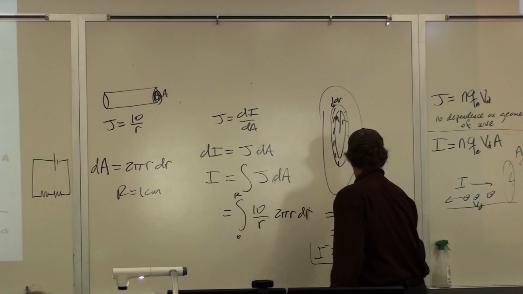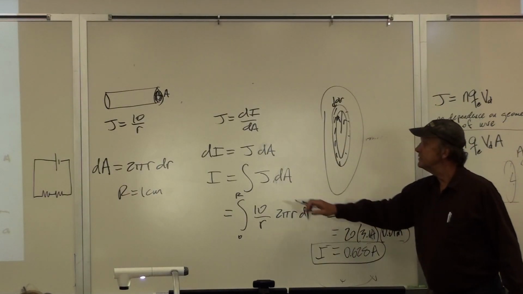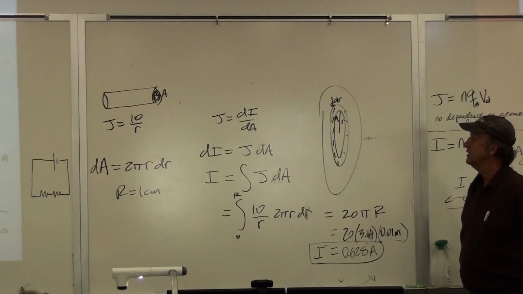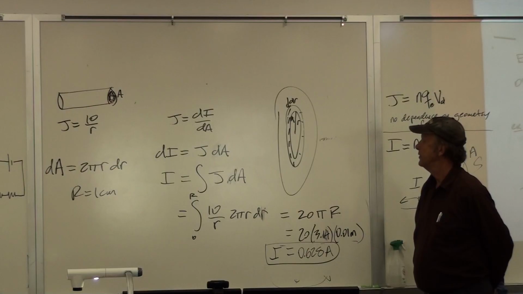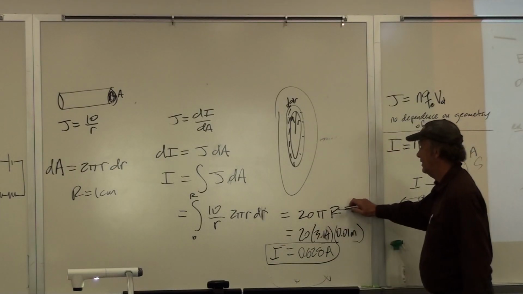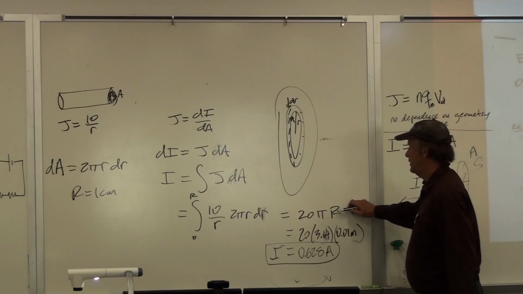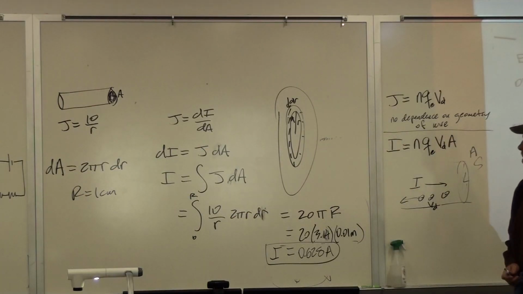So that's what we do to get the current if the current density changes as a function, in this case, of r over this region. In this case, the r's would cancel, so you'd be integrating dr, and so that would just be r evaluated from 0 to big R.